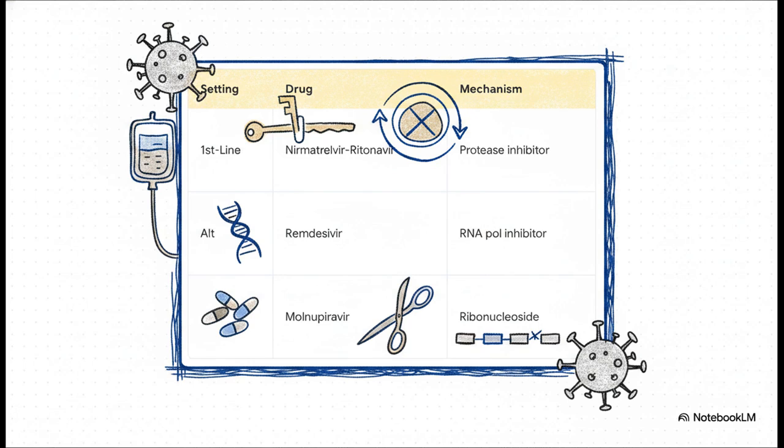Here's how it works. Nirmatrelvir is a protease inhibitor that stops the virus from replicating, but it relies heavily on ritonavir. Ritonavir acts as a pharmacokinetic booster by inhibiting CYP3A, keeping those drug levels nice and high in the body. Now, if you can't use Paxlovid for some reason, your backups are either 3 days of IV remdesivir, which inhibits viral RNA polymerase, or the oral ribonucleoside analog, molnupiravir. But remember, those are strictly backup options.